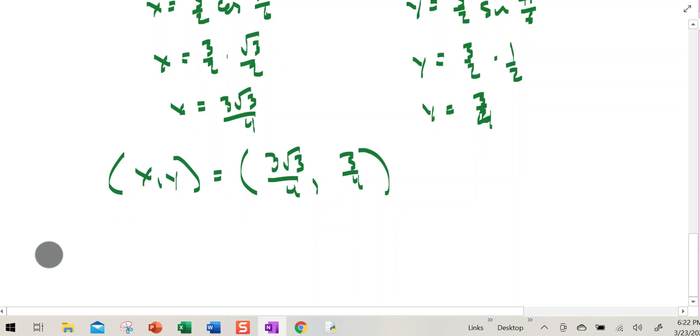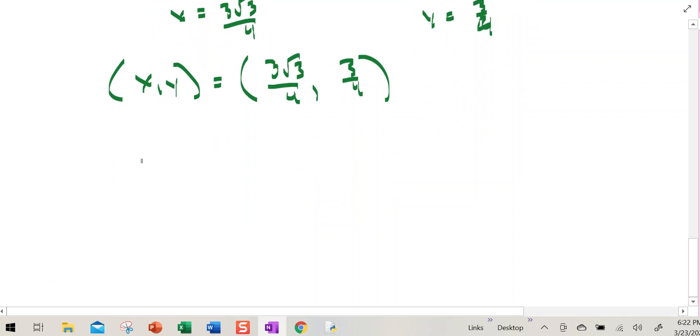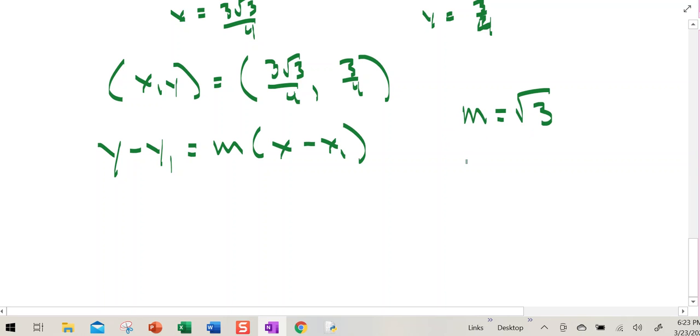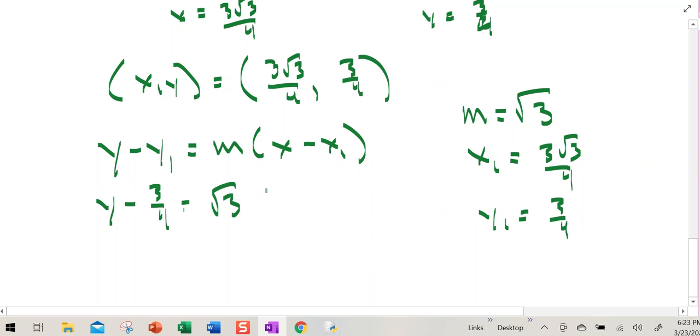Finally, the last thing to do is something that you did way back at the beginning of Calc 1: we want to go to y minus y1 is equal to m times x minus x1. We have everything that we need. We know that our slope is the square root of 3. We know that x sub 1 is 3 radical 3 over 4, and y sub 1 is 3/4. So it's a matter of plugging them in. y minus 3/4 is equal to the square root of 3 times x minus 3 radical 3 over 4.